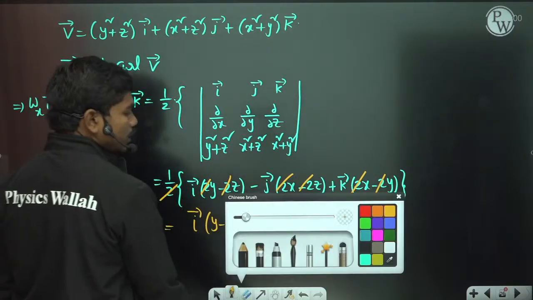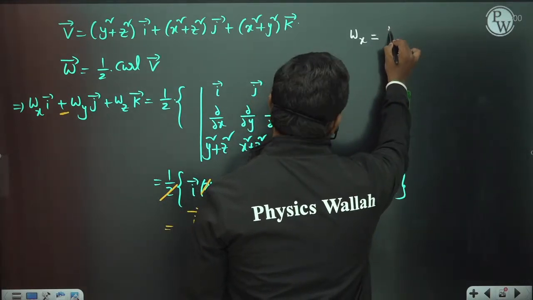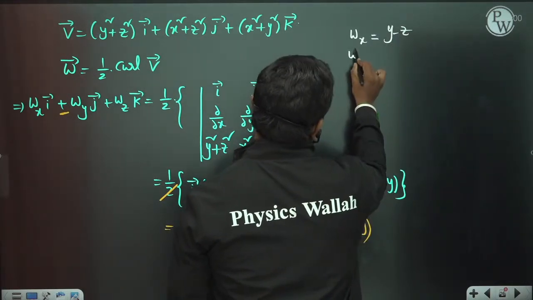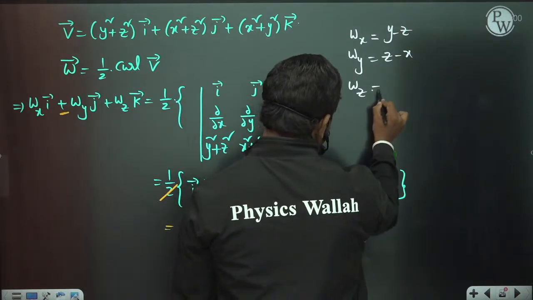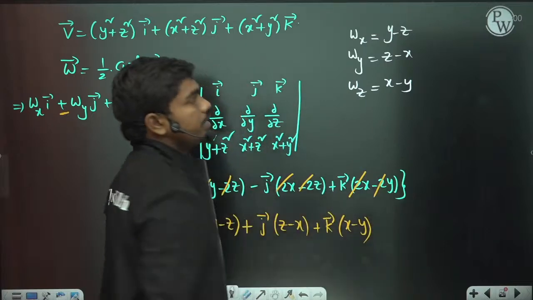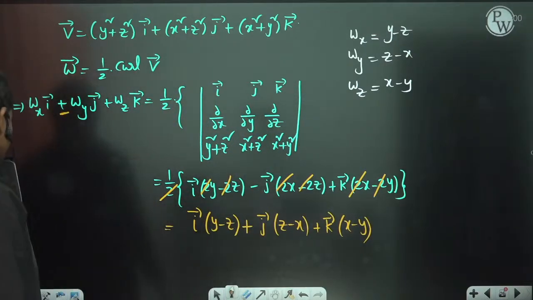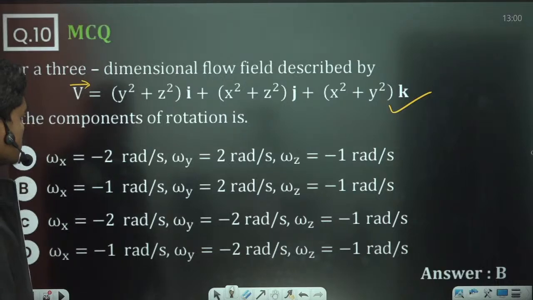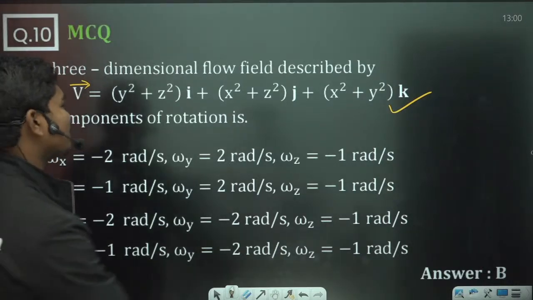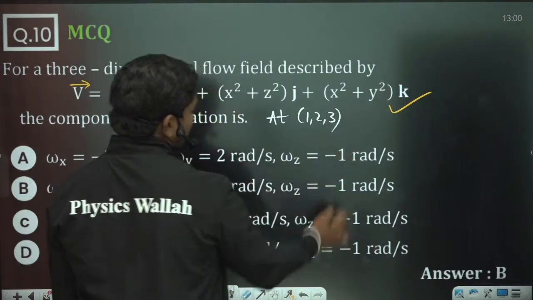Means, if you see the values, omega x is given by y minus z, omega y is given by z minus x, and the omega z component is given by x minus y. Because we are taking the points, what is the location at which they are asking? Again, the location is missed. These people are always missing the location. Okay, fine, let us say 1 comma 2 comma 3.